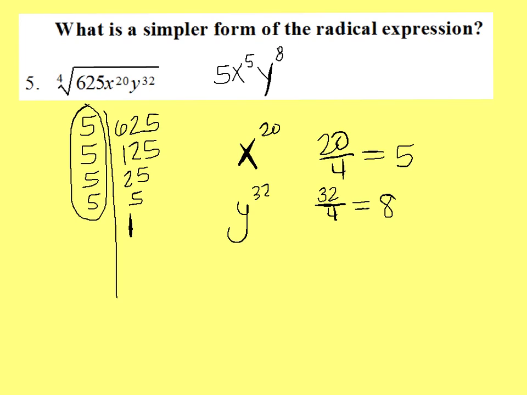And again, there's nothing left over. There's no remainder. So this is my final answer. I have nothing left to go back inside of the radical, so I don't even need to write the radical. So my final answer here is 5, x to the 5th, y to the 8th.